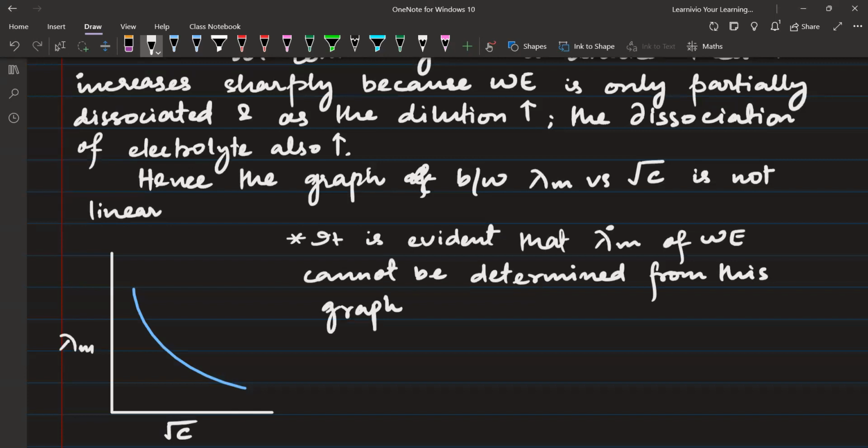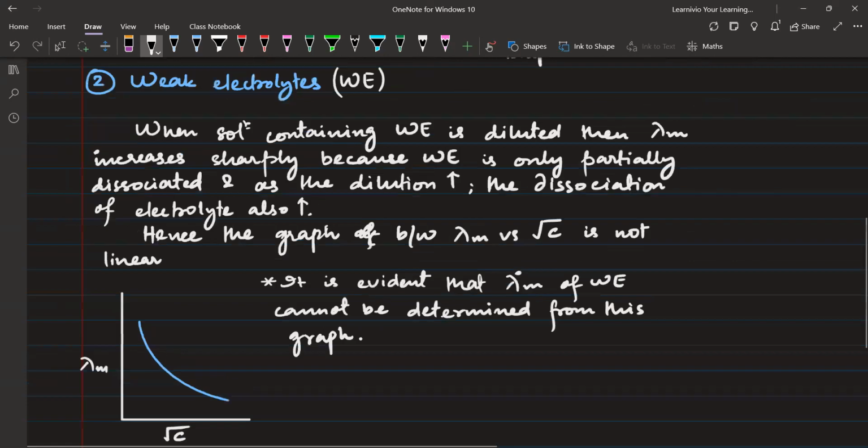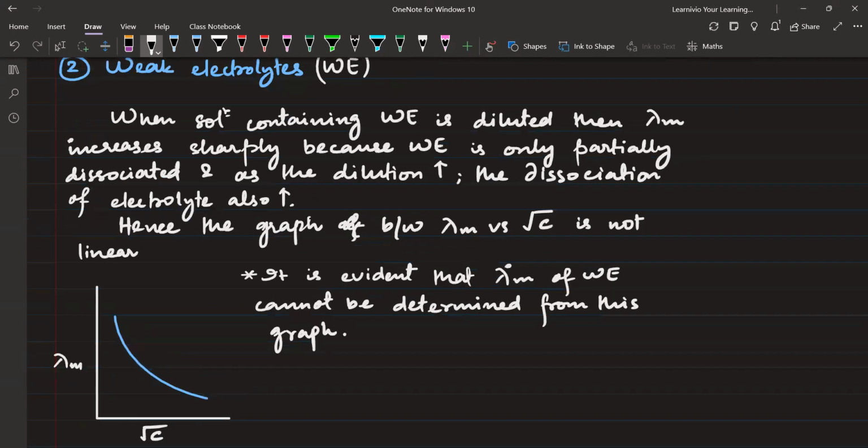right? And for this, we have the Kohlrausch's law of independent migration, and that is for what? That is for the determination of lambda naught m, the molar conductivity at infinite dilution for weak electrolyte. Please write this down. We are going to see a question, and then we are going to move forward.